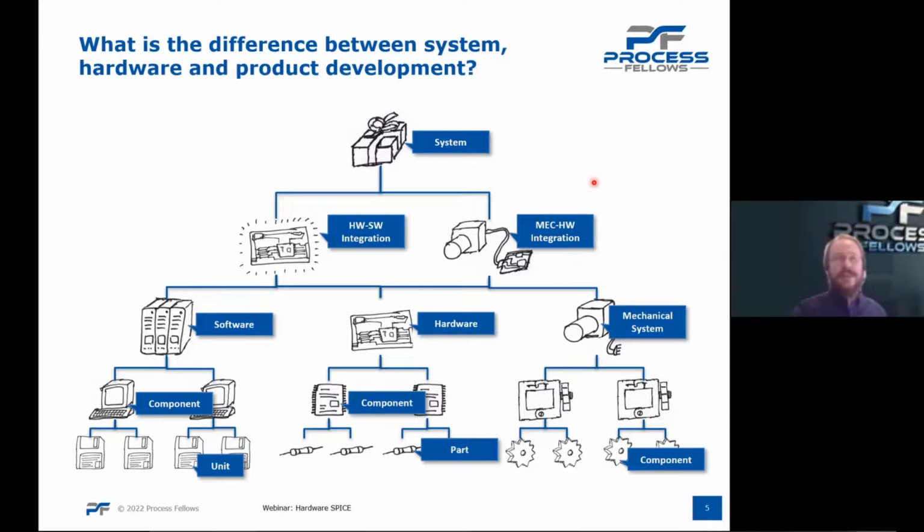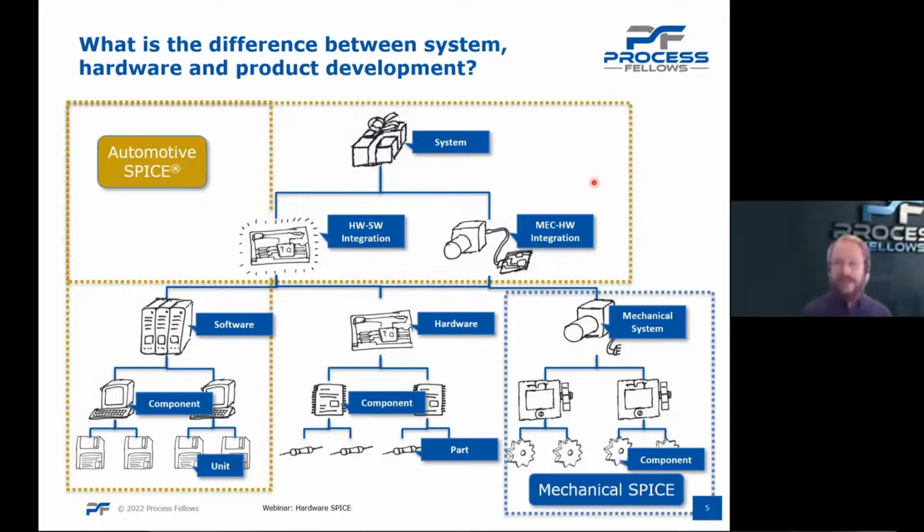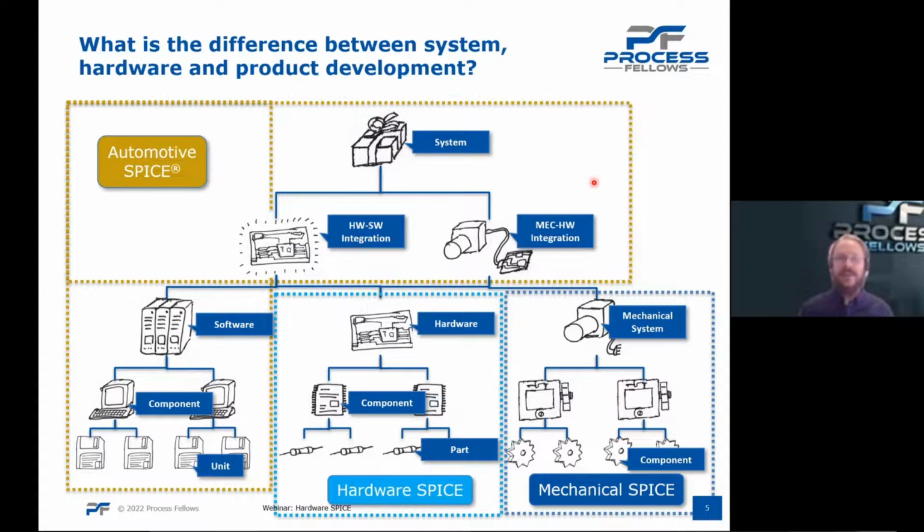And I will do it now with an example I'm going to show you here. This is where you see, first of all, we have Automotive SPICE, and Automotive SPICE is all about the software development on the left side and the system development. We have one model, it's for Mechanical SPICE. This is everything about the right side. And then in the middle, this is what we're dealing with. We have the Hardware SPICE. This is where we define our activities for the complete hardware, for the components, and for the parts that are developed here.